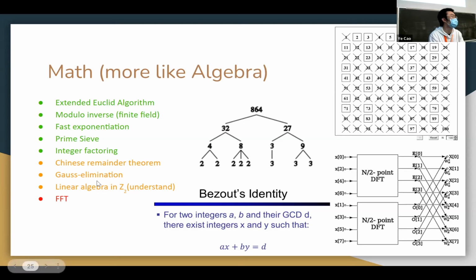Gauss elimination, if you're taking a linear algebra class, you should probably know what that is. Linear algebra in Z mod 2. This is more of a concept than an algorithm.